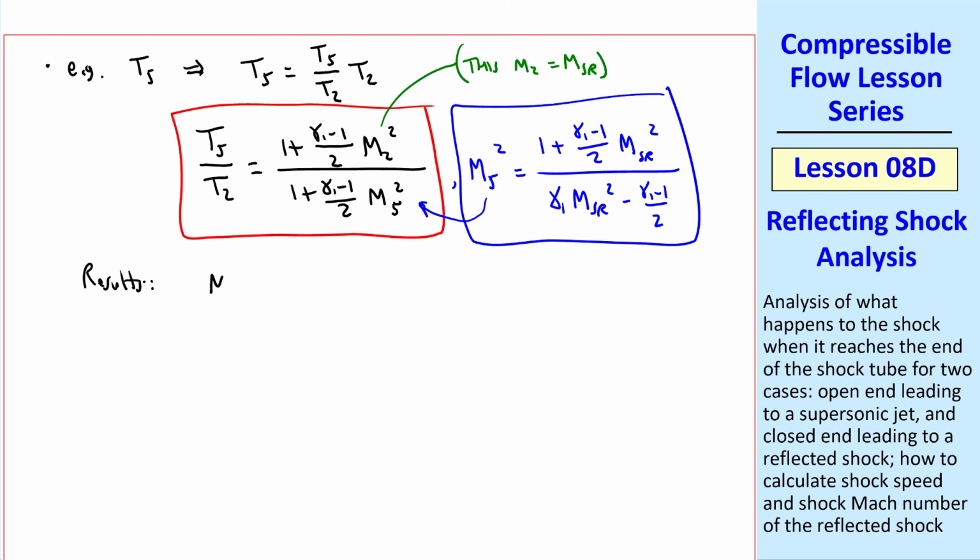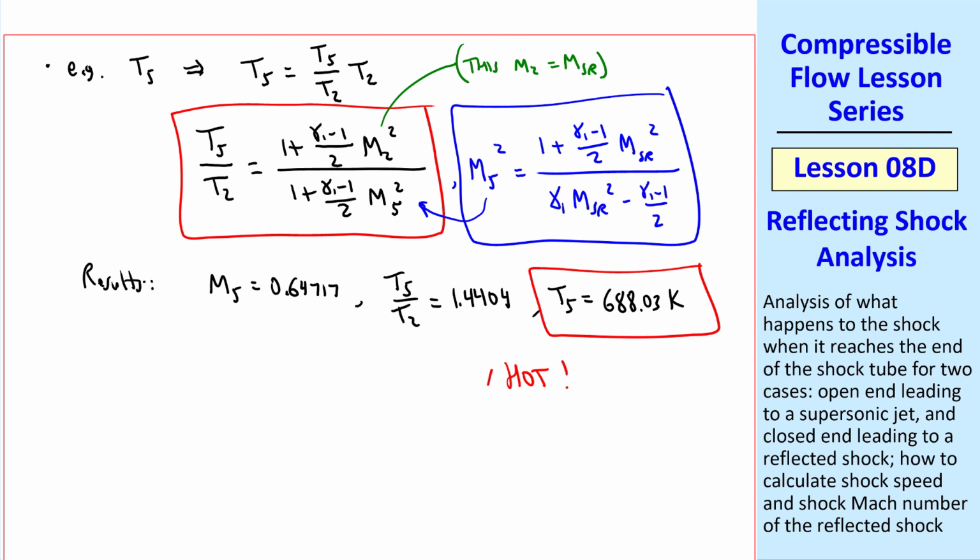The results are M5 equal to 0.64717. T5 over T2 turns out to be 1.4404. And since we know T2, we use this equation to get T5 equals 688.03 K. Notice that this is very hot. In fact, one of the uses of shock tubes, since they generate a very high temperature, is to study gas ionization. The shock hits the end of the shock tube and reflects, and if the shock is strong enough and the temperature is high enough, you can ionize the gas.